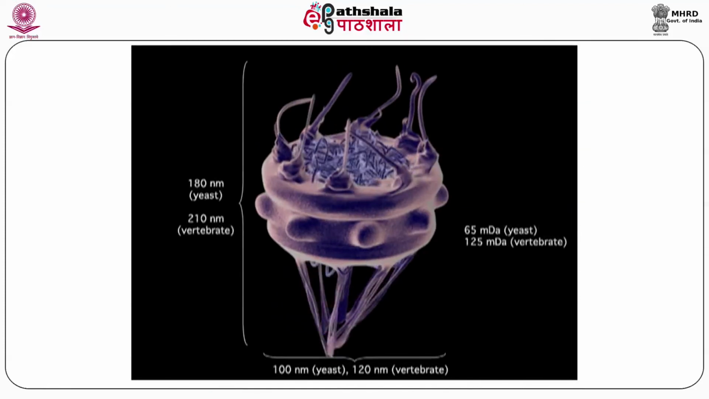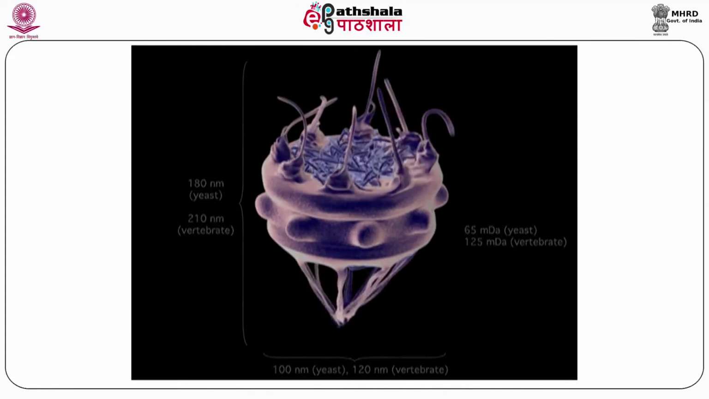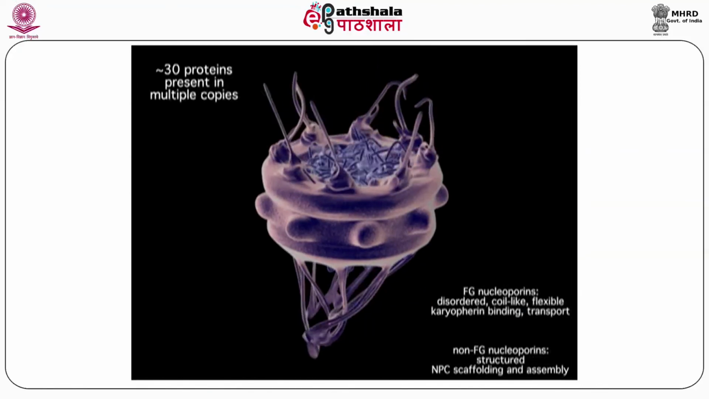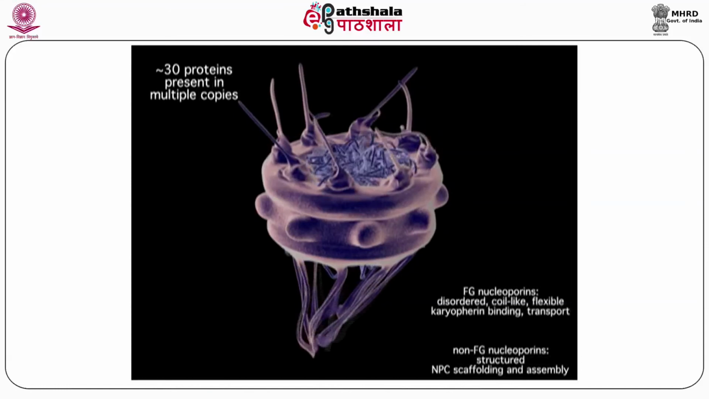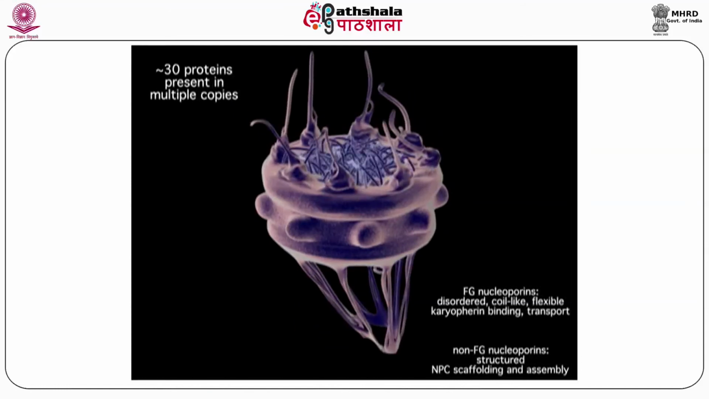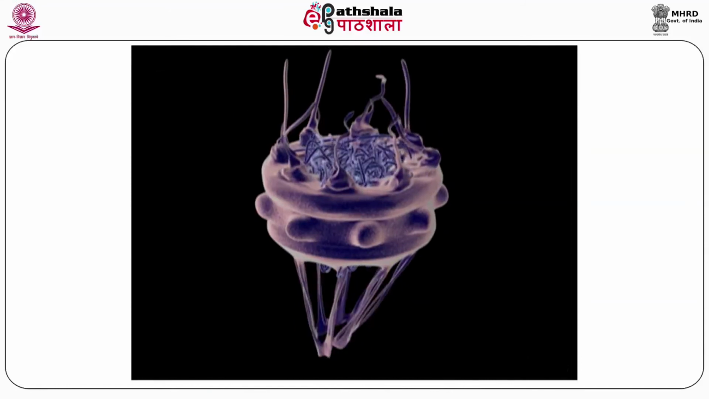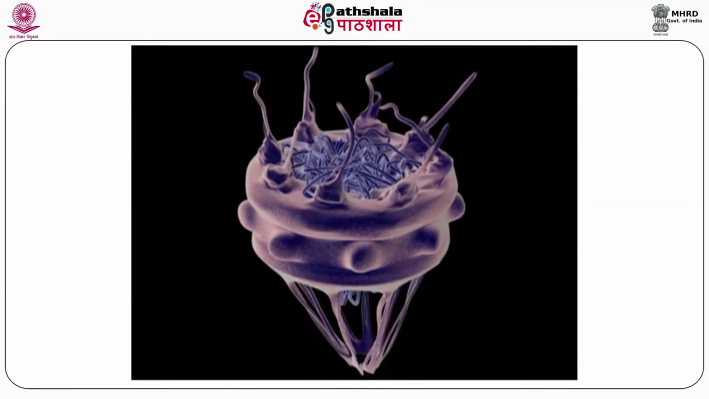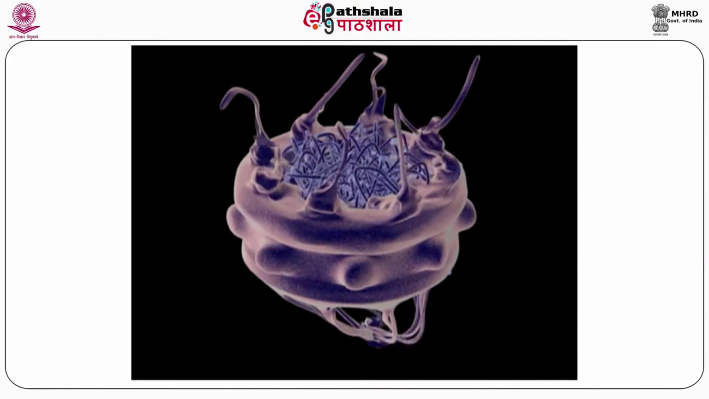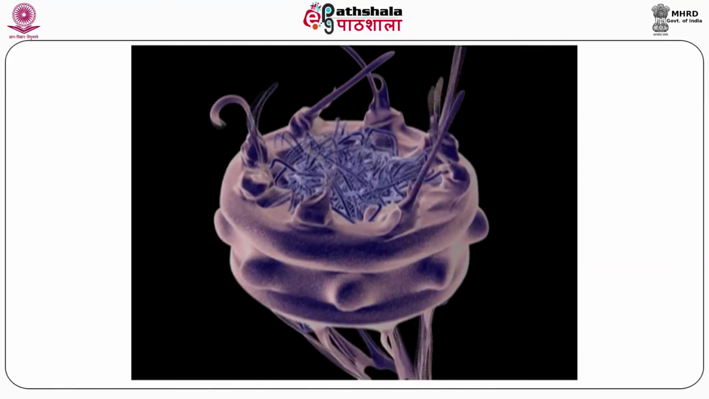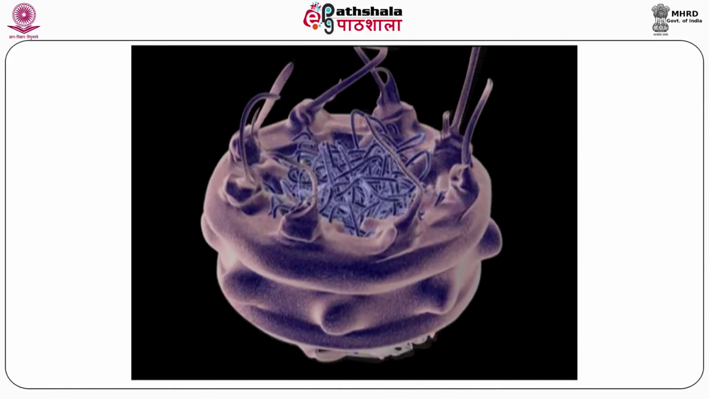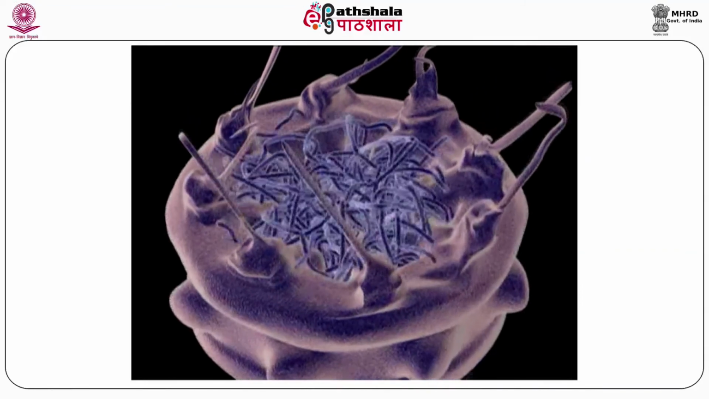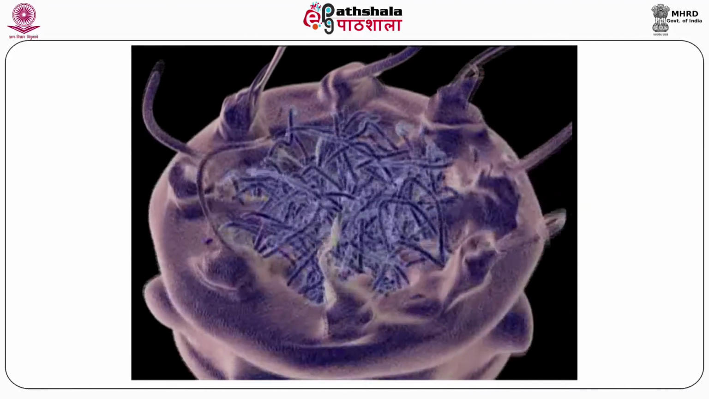The 3 rings are sandwiched between cytoplasmic extensions extending 35 nanometer into the cytoplasm and nuclear extensions extending about 60 nanometer into the nucleus, and are linked by a distal ring to form a basket-like structure. About 30 nups are present. Most important among these are the FG nucleoporins with disordered symmetry. They interact with karyopherins to transport the cargo across the nuclear pore complex.